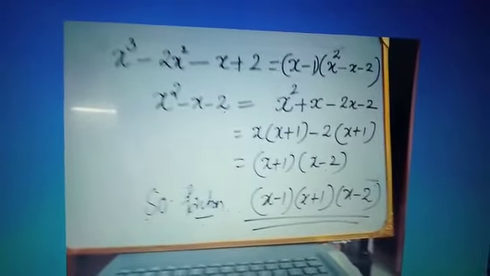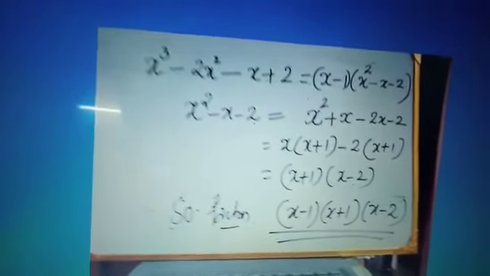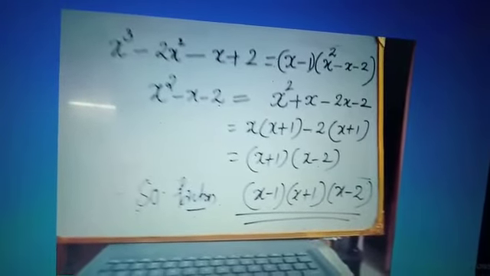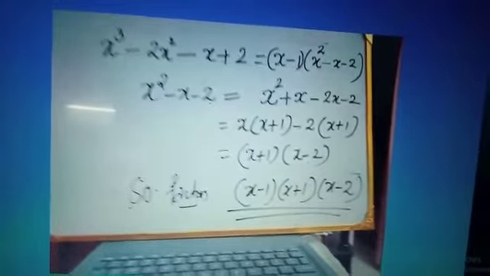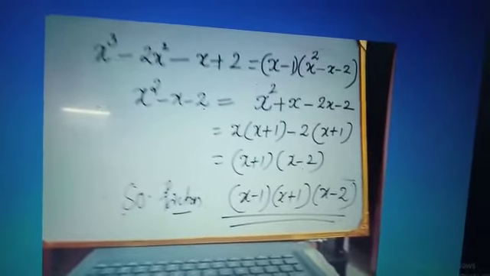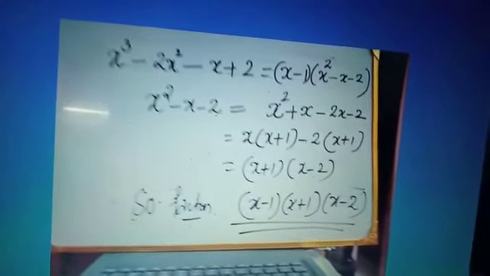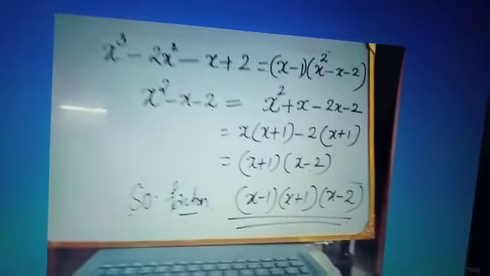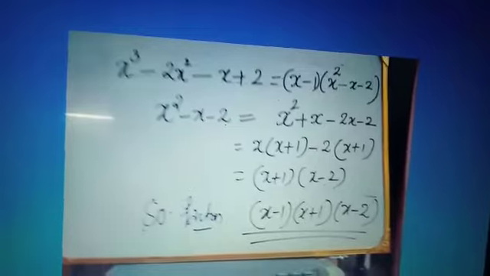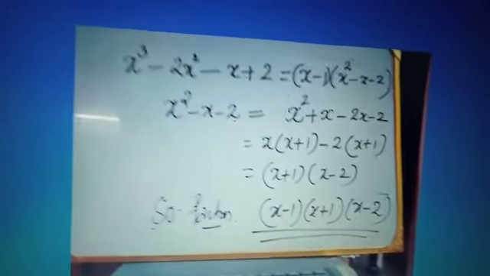I will post more questions for practicing such cubical polynomials. It is very, very important. If it is not an identity, you have to factorize such a polynomial by using our factor theorem, remainder theorem, by the trial and error method. You have to substitute, replace x by these numbers. Thank you, and watch the video carefully.